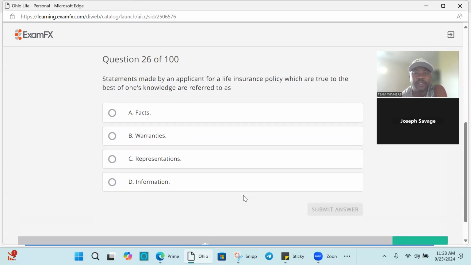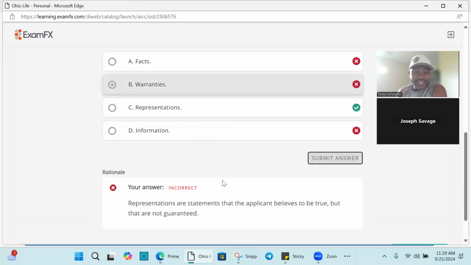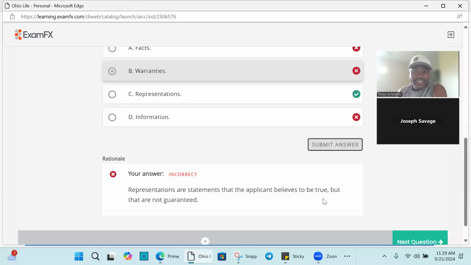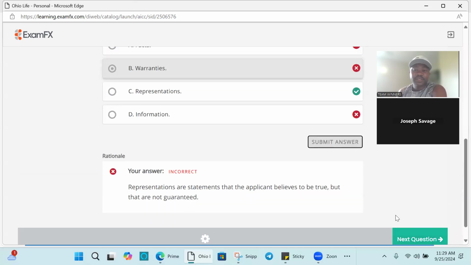Statements made by an applicant for a life insurance policy, which are true to the best of one's knowledge, are referred to as warranties? No. Representations? Yes. Representations are answers to questions on a life insurance exam to the best of their knowledge at the time. Warranties are statements that are guaranteed to be true. Representations are beliefs; the other ones are guaranteed. When they're guaranteed, they warrant you.